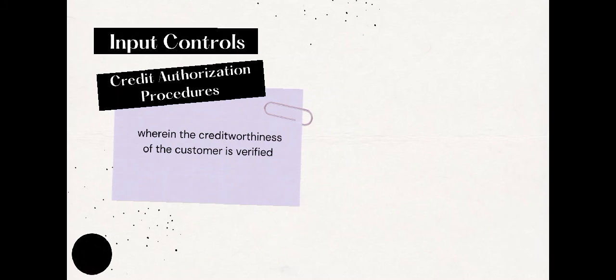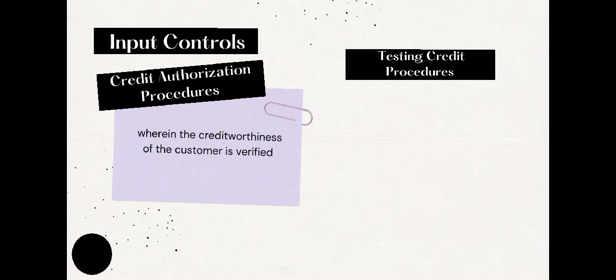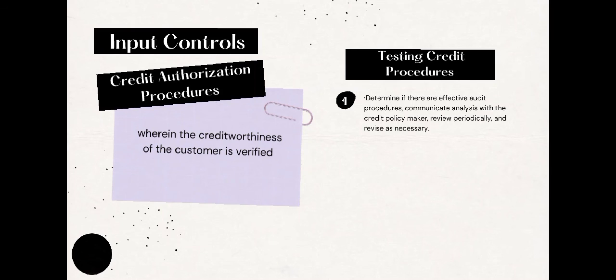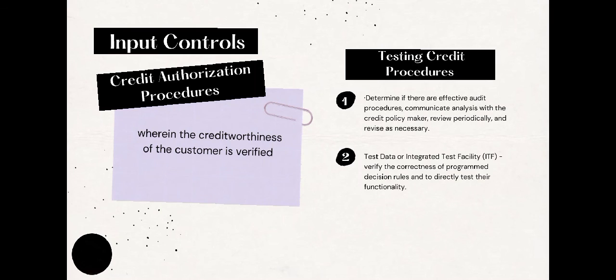When computerized, just like what we did in the SAP training, the software verifies credit by comparing the receivables from the customer with the credit limit and has the personnel decide to either grant or reject credit as per company policy. So how do we test this credit authorization procedure? This responds to the valuation, allocation and accuracy assertion. So first, determine if there are effective audit procedures, communicate analysis with the credit policymaker, review periodically, and revise as necessary. Auditors may also use test data or an integrated test facility where dummy accounts are created to test if they are rejected or granted by the system when they exceed the program credit limit.